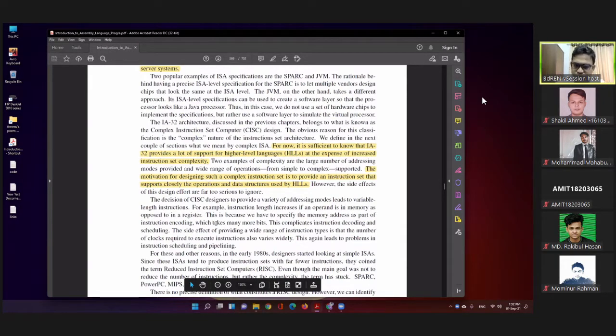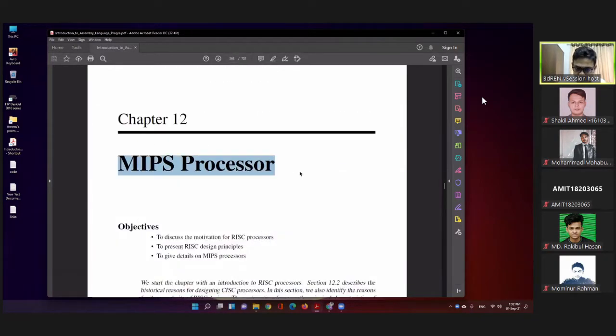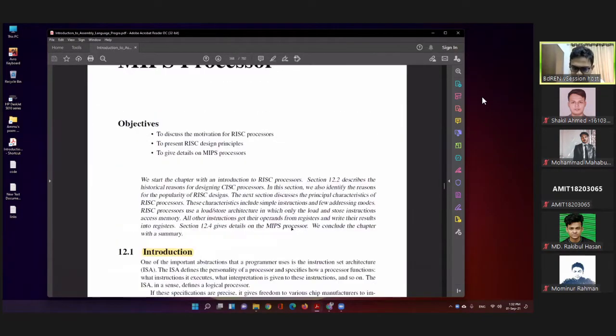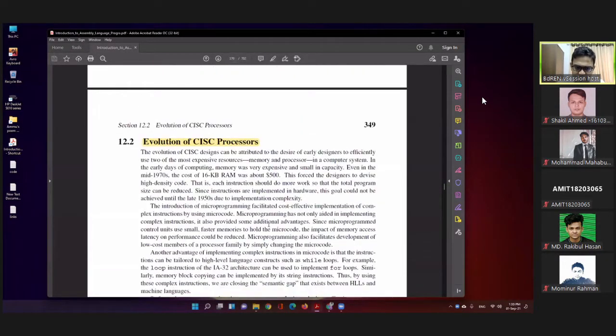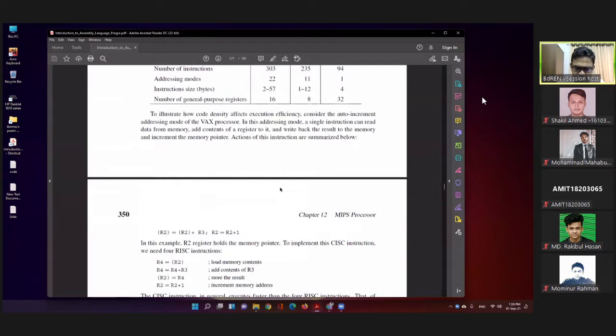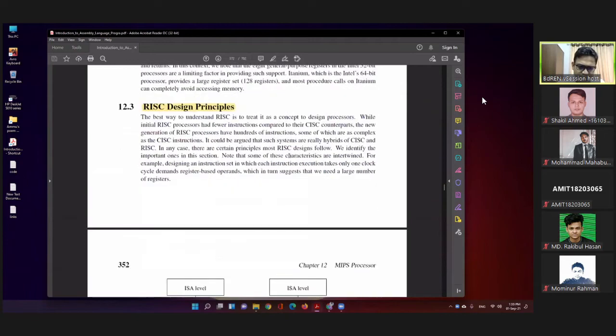Those are all introductory discussion, just to let you know why we are still using and what is the importance of the MIPS processor or the RISC processor. Everything is written here in the introduction. You can read it from here, no problem, all the history and everything. Evaluation is not necessary at all. So let us go directly to this one, 12.3, design principles.